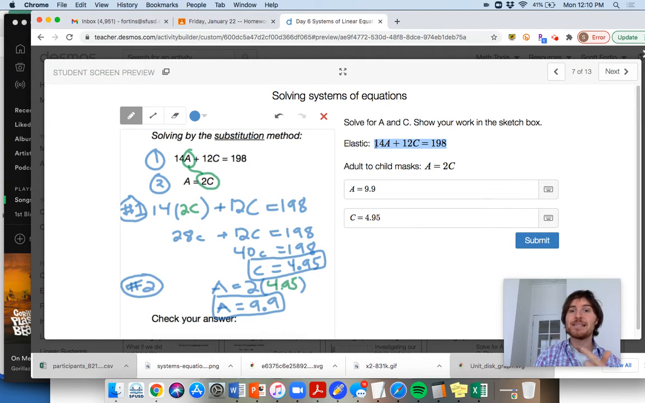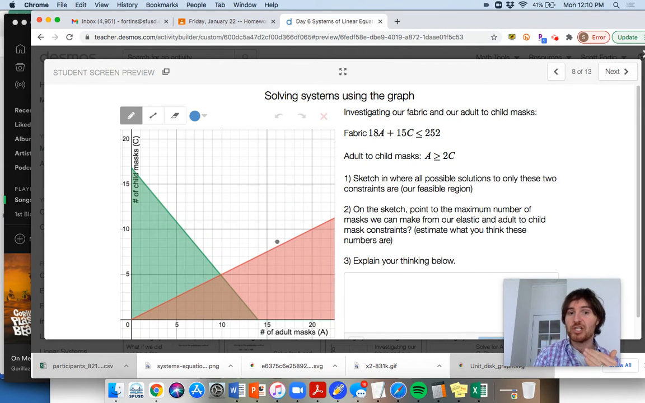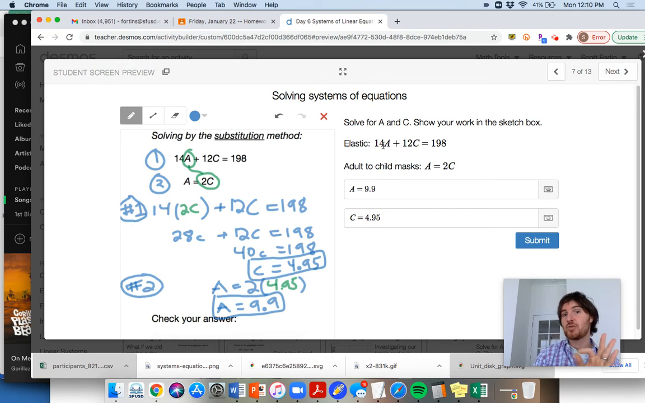So anyways, the idea is you want to find the point. Remember, the border line is a line. These are equations, right? We got to change these to equations to get them. And I know there were slightly different constraints. We had the elastic constraint earlier, so we switched it to an equation. We switched the adult to child mass equation. Then we wanted to figure out where those two lines crossed, right?